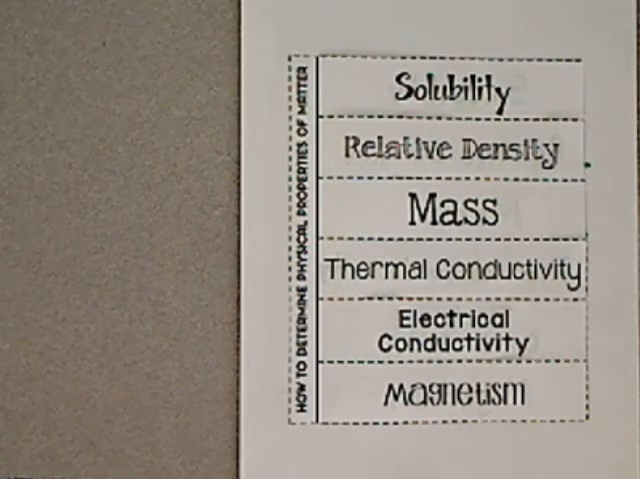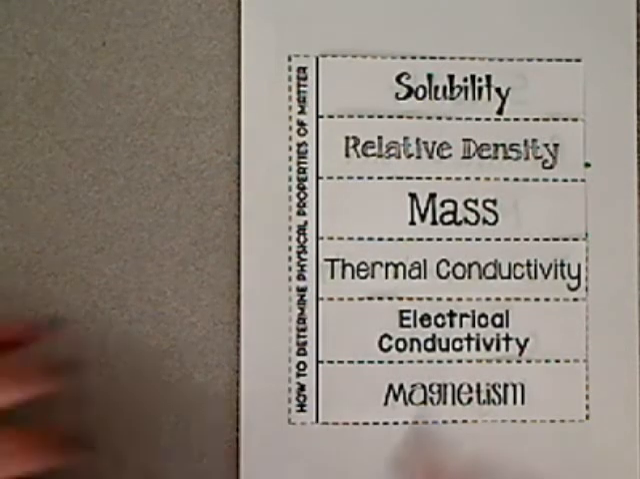Today, we are going to be talking about how to determine the physical properties of matter. How can we describe it? How can we measure its physical properties? And we're going to be focusing on these 6 categories. Now, not all of them we will go into horrible detail on because not all of them require tools to be measured. So let's start with solubility.